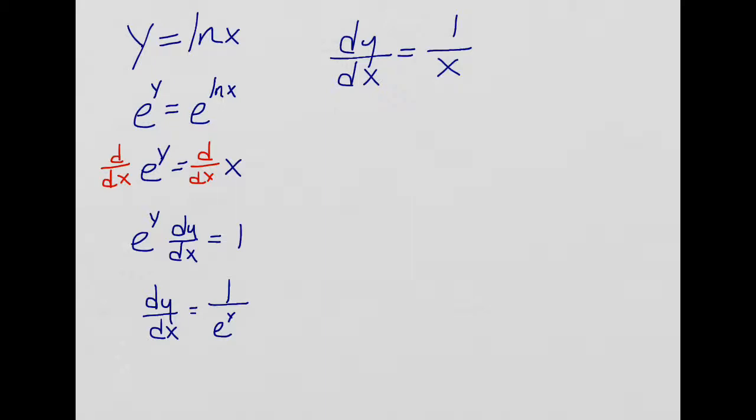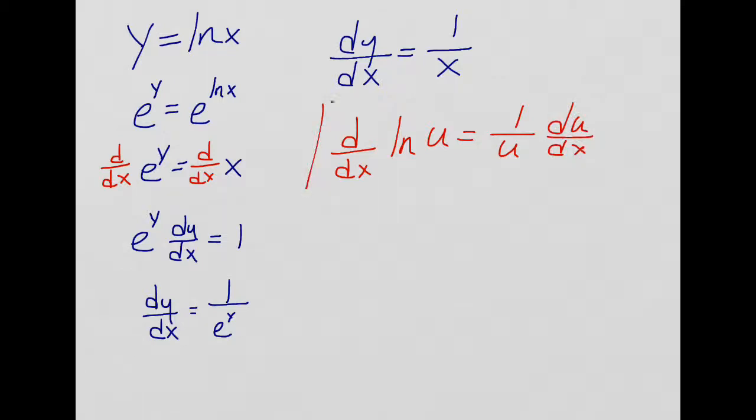So this gives us another one of these rules that we can commit to memory and hopefully use again in the future. So we can say now that the derivative with respect to x of the natural log of some differentiable function u is equal to 1 over u times the derivative of u with respect to x.